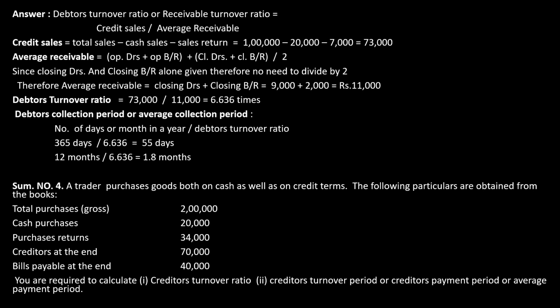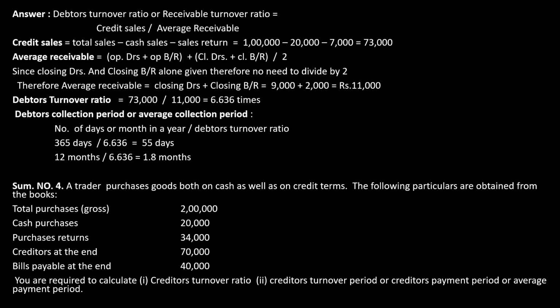Then average receivable. Opening debtor plus opening BR, closing debtor plus closing BR, the whole divided by 2. In this sum, only the closing debtors and closing BR are given. I told you before itself, when you don't have the opening, no need for you to divide by 2. Therefore, the average receivable will be closing debtor and BR added together. Closing debtors is 9,000, closing BR is 2,000. So 9 plus 2 is 11,000. That will be your average receivable.